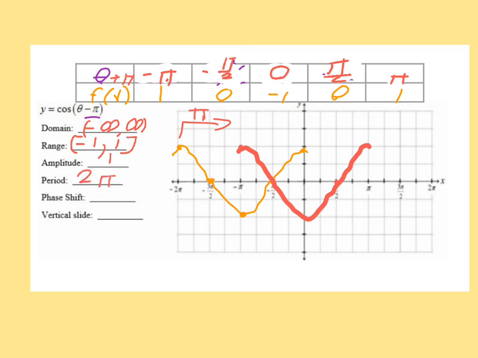But now my phase shift, well, I've moved plus pi units. I would accept plus pi units to the right, or little arrows to the right with pi. Any of those would work for me. Vertical slide, no vertical slide.